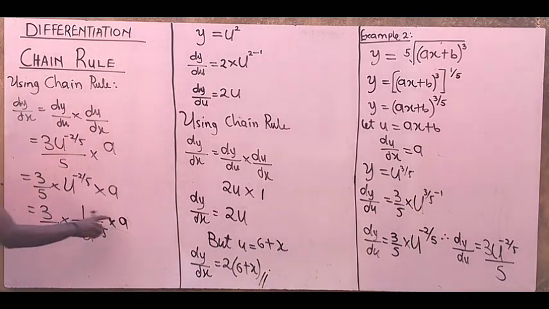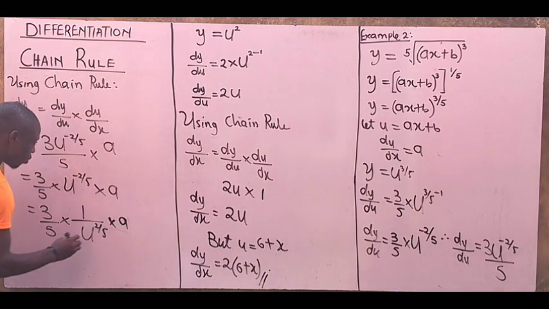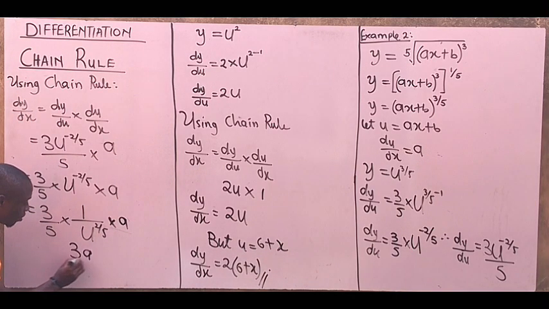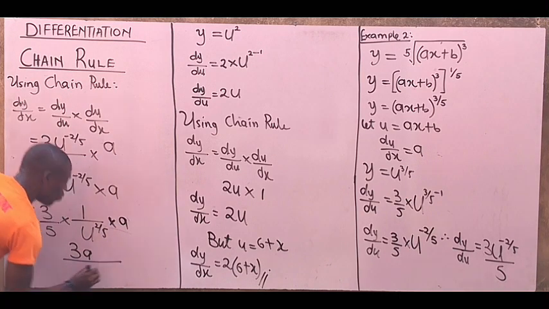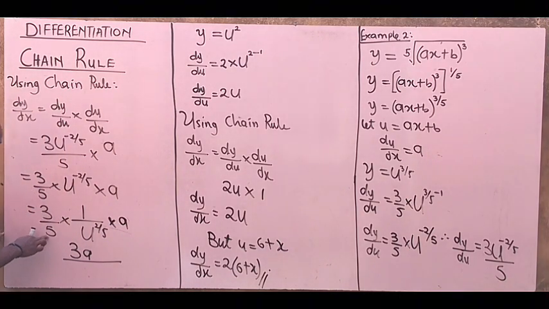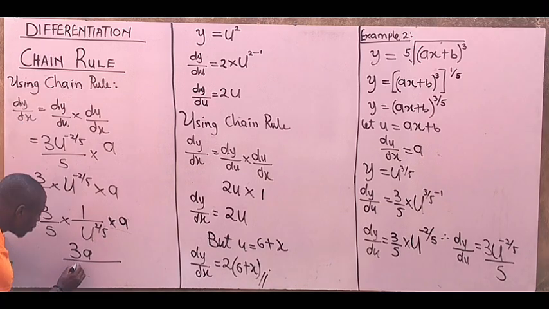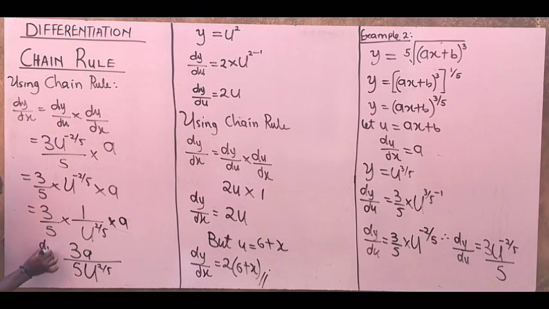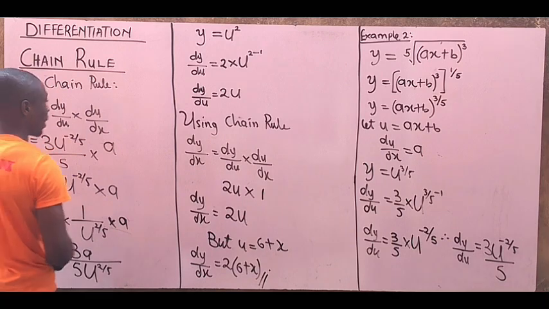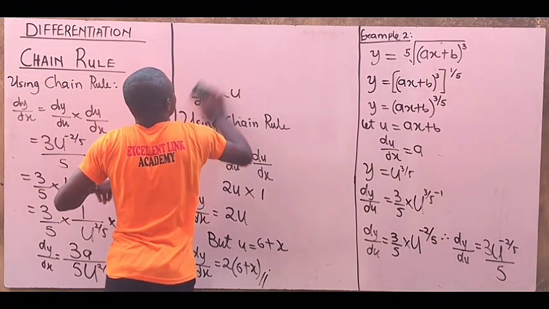Of course, 3 times a becomes 3a. 3 times 1 times a becomes 3a, all over 5 times u to the power 2 over 5. This is still correct, that dy over dx is equal to this. It's still correct, but I can simplify this further.